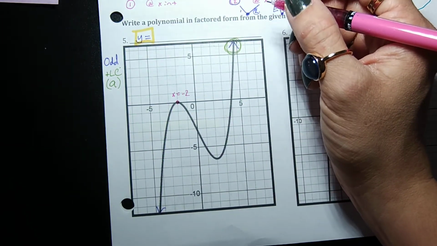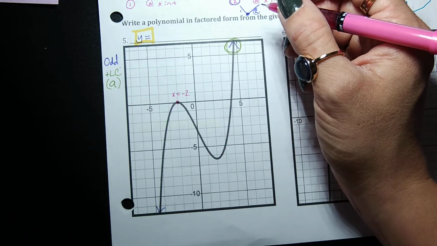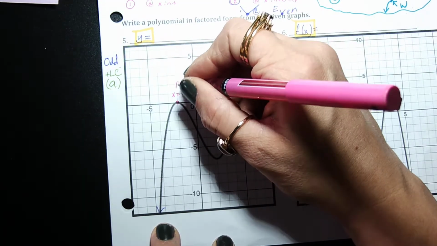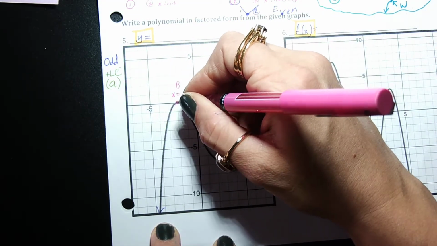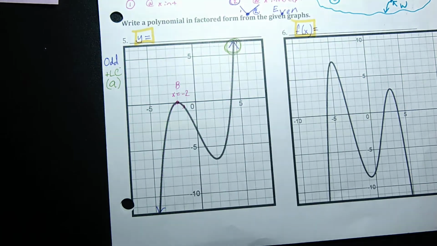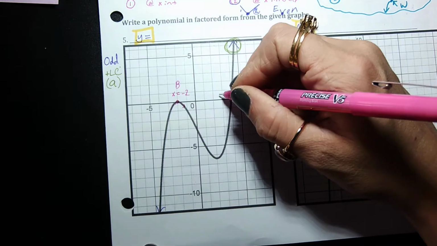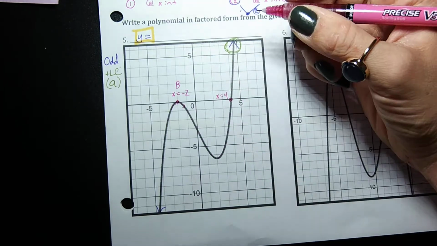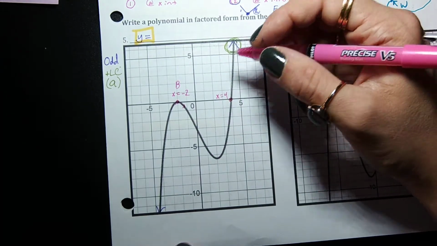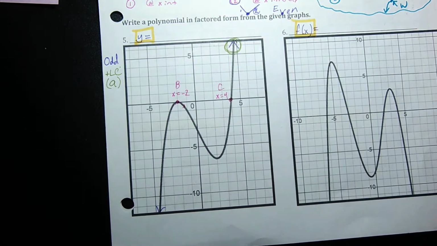And what's it doing there? Bouncing or crossing? Bounce. So it goes up, boink, hits the x-axis, and comes back down. Our other x-intercept is at 4. Is it crossing or bouncing at 4? Crossing. And this is important because I can write the factors and a good guess at the multiplicities based on that information.